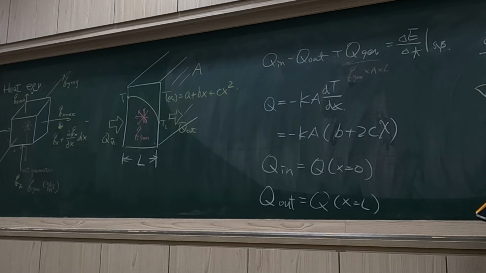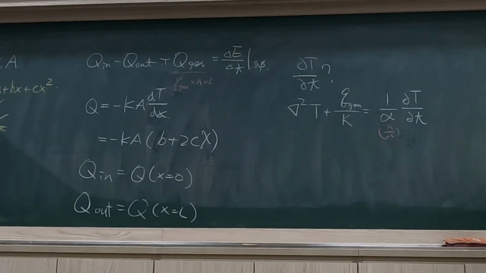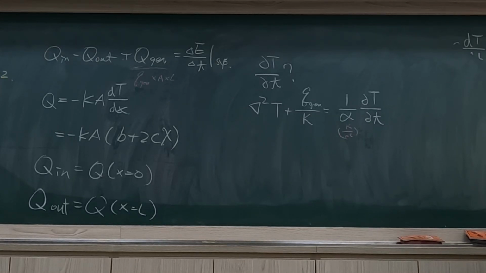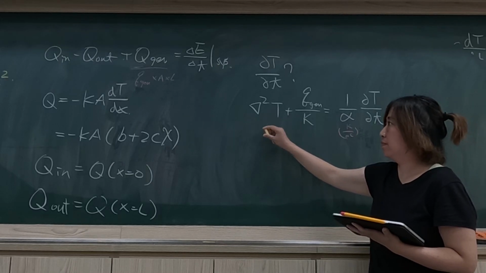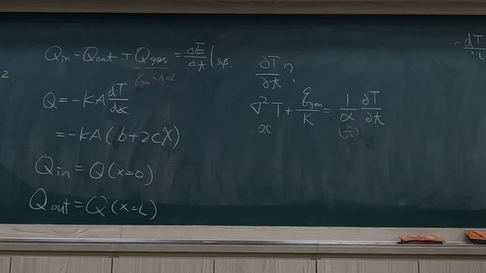Then if you want to know the temperature change along time, write down the heat equation again. Okay, differentiate twice. So you can put those numbers into the equation. I'll give you the number I calculated.